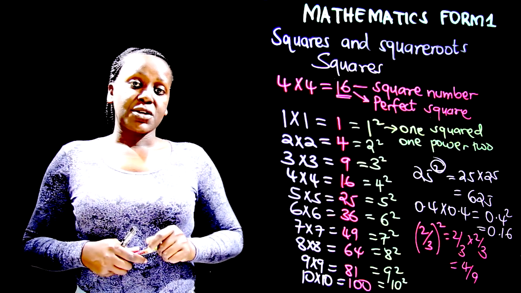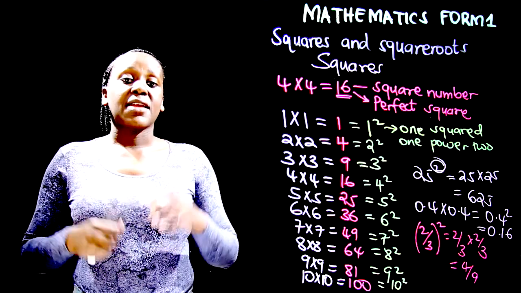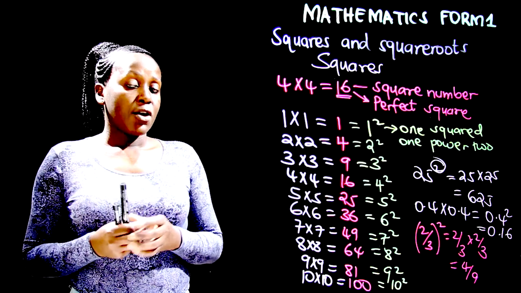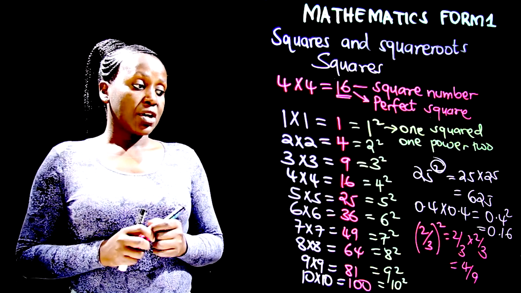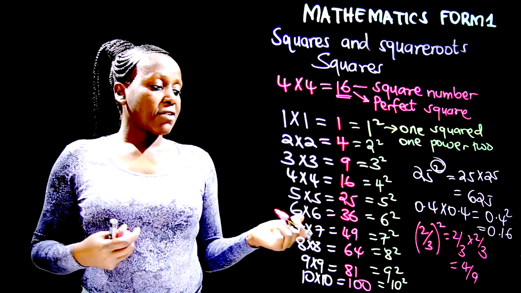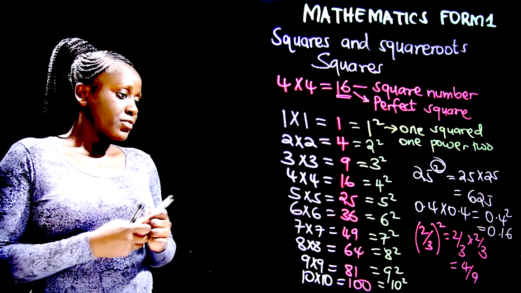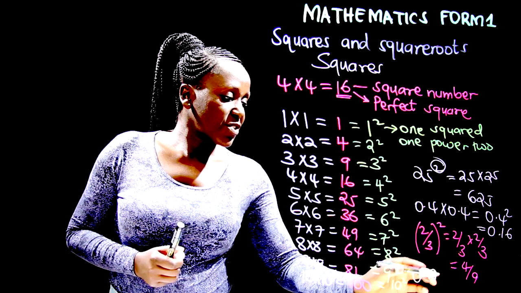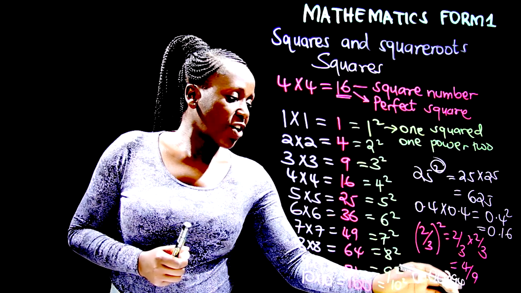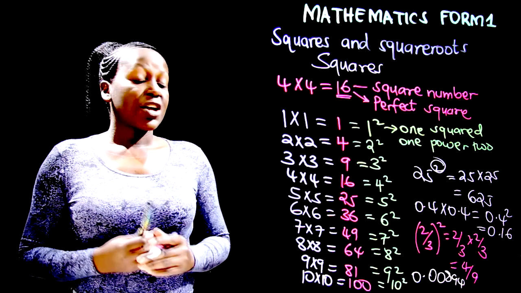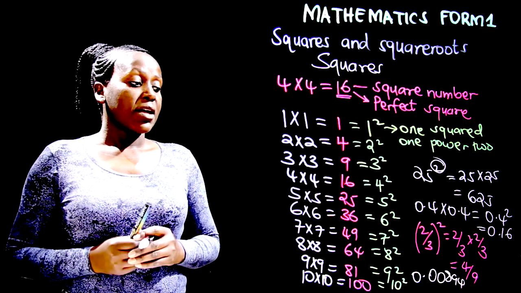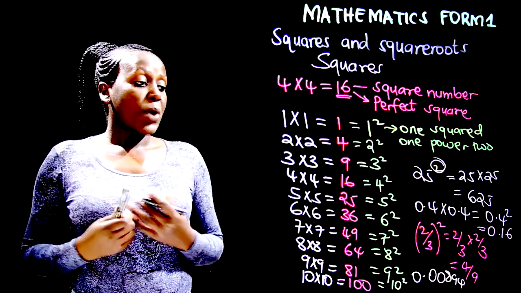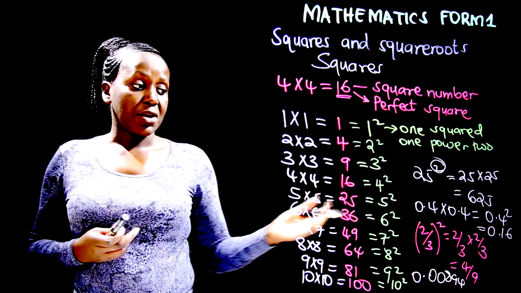Now sometimes you have numbers that are either very small or very huge. For instance, if you have a number like 0.00894 and so on, and then you are required to get the square of that number, it can prove to be quite difficult using this method.